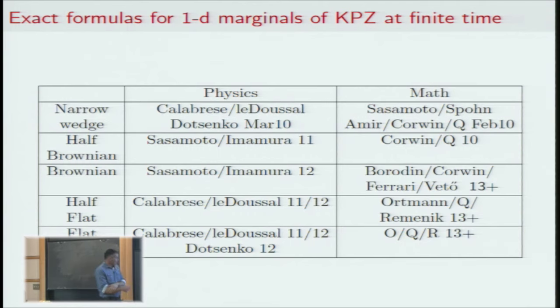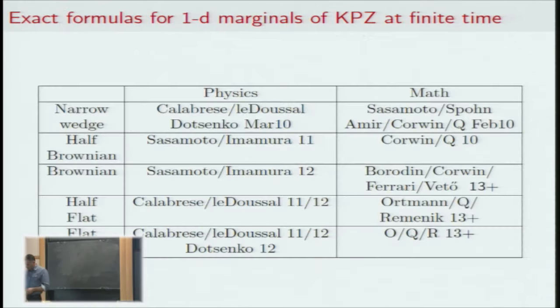And then there's the ones I want to talk about, which is the half-flat and the flat formula. Half-flat means you start the stochastic heat equation with 0 on one side and 1 on the other side. And flat means you start the stochastic heat equation with 1 on both sides. Formulas were discovered by Calabrese and Le Doussal, and some formulas by Dotsenko also. And I'll show you the rigorous version of them.